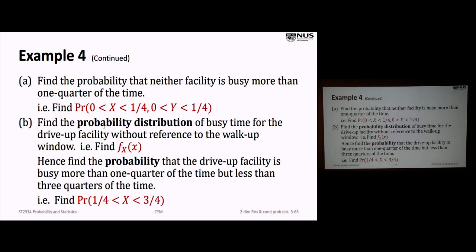Now, this is asking us the question, find the PDF of x. And then, hence, find the probability that x is in the region 1 over 4, 3 over 4. So these are all words, but the thing in red is the thing you want to calculate. If you like algebra more than words, that's all you have to do. First of all, find the marginal of x, and then find the probability x lies in this interval.